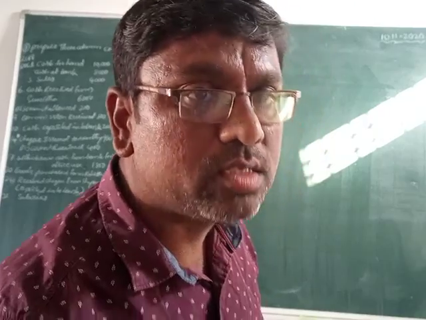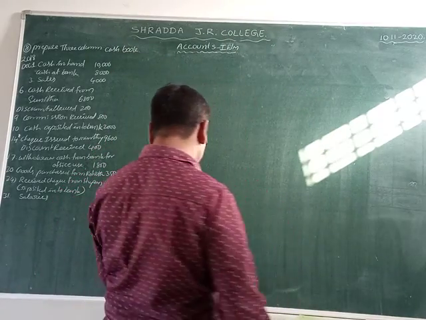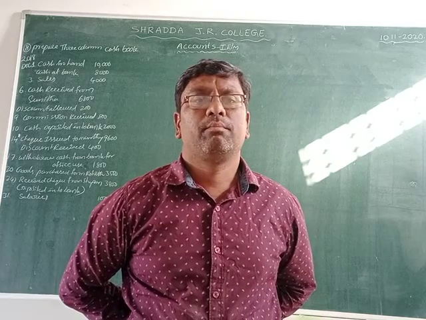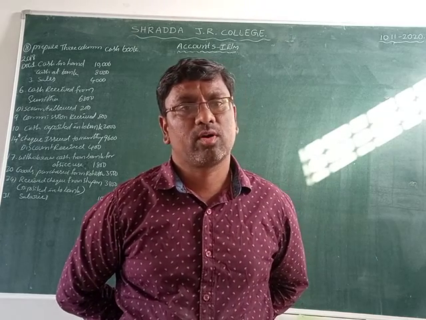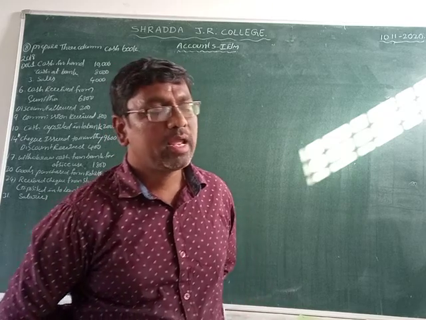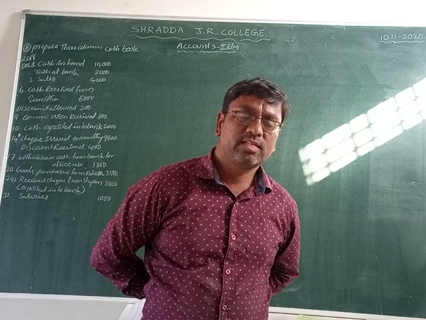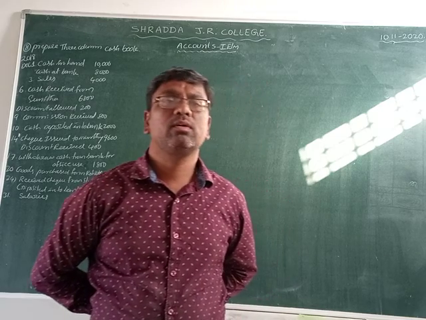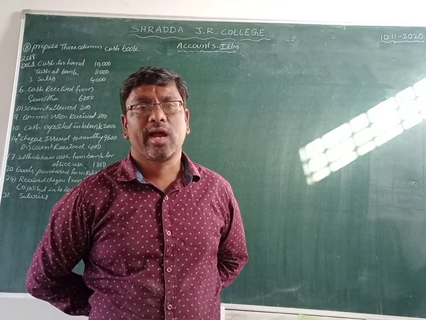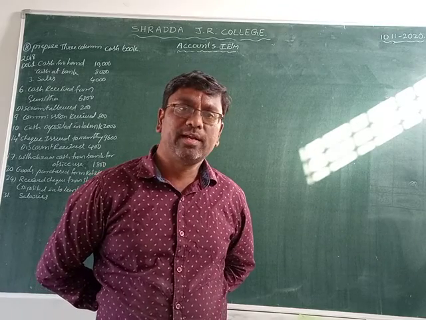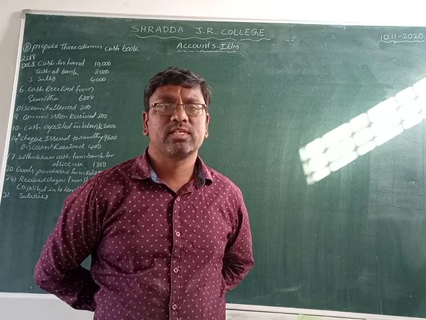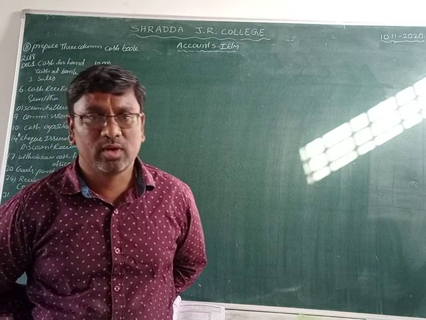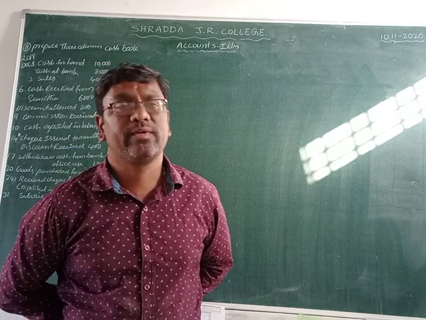Last class we completed the two column cash book and the bank discount columns cash book also. Overall, there are four types of cash books: the simple cash book, the two column cash book, the three column cash book, and finally the petty cash book. We have completed two types, the simple cash book and the two column cash book.